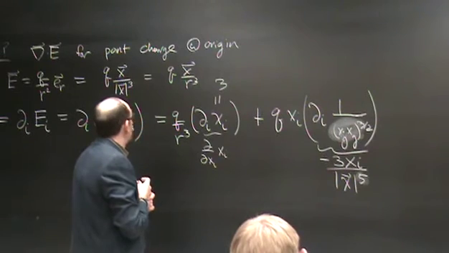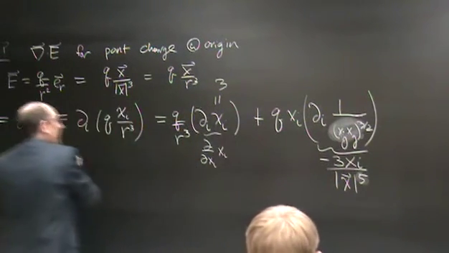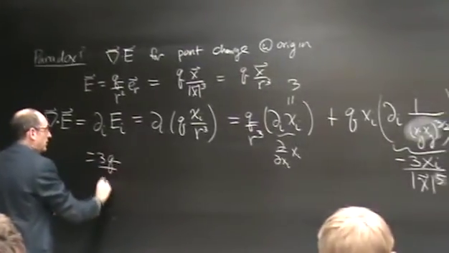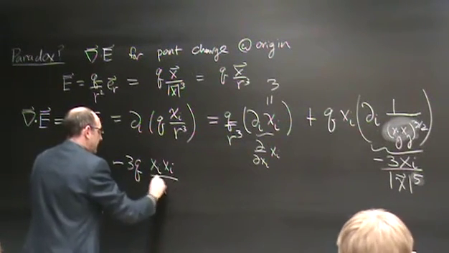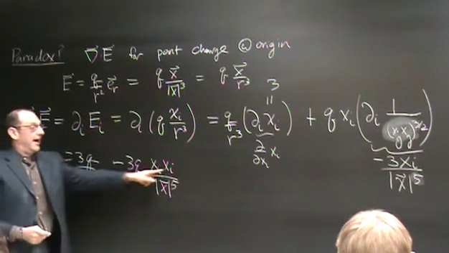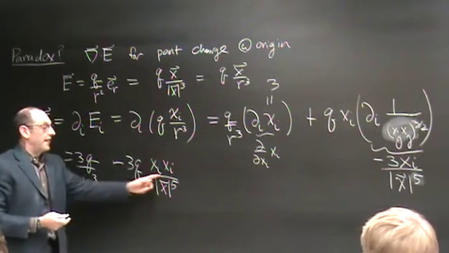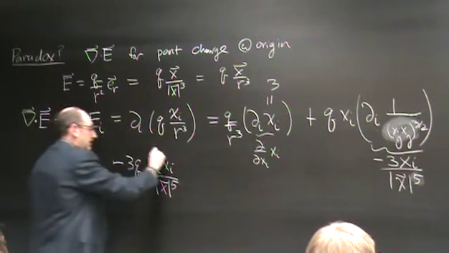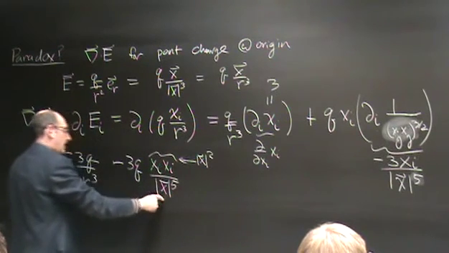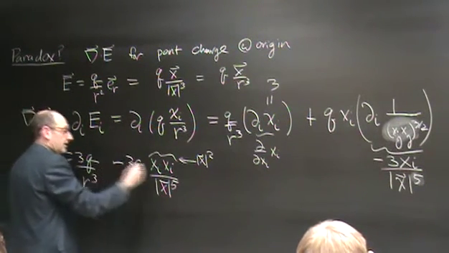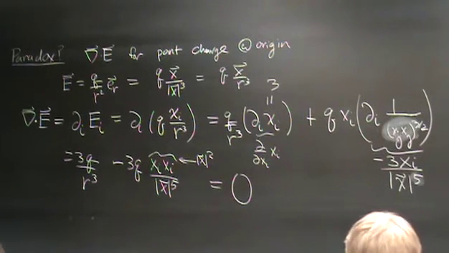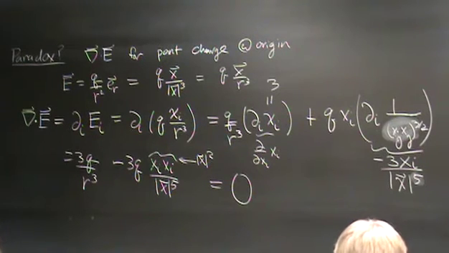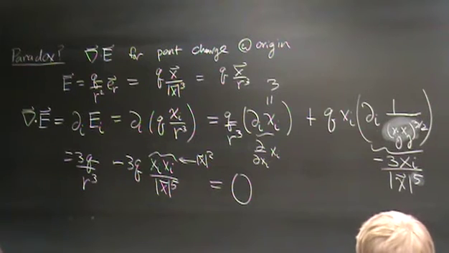All right, so I got 3 times this, so let's write that out. I got 3q over r cubed minus 3q x i over x to the 5th. x i, sum over i is the magnitude of x squared. So this becomes 1 over r cubed, 0. So the divergence of the electric field associated with a point charge, according to this lovely analysis, is 0.